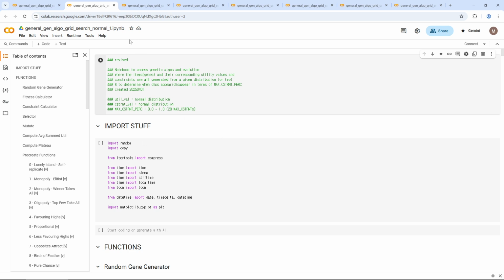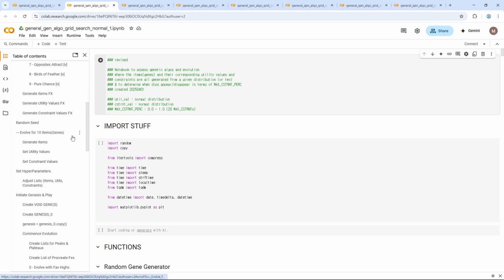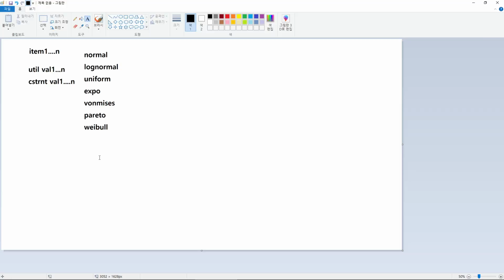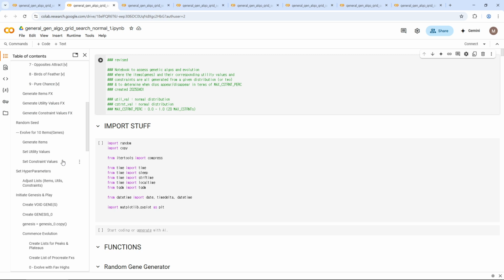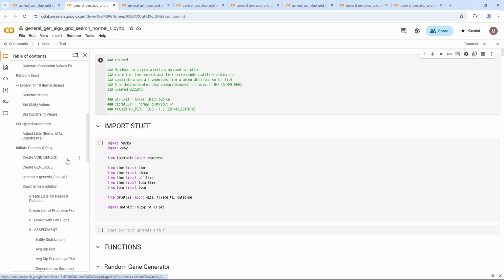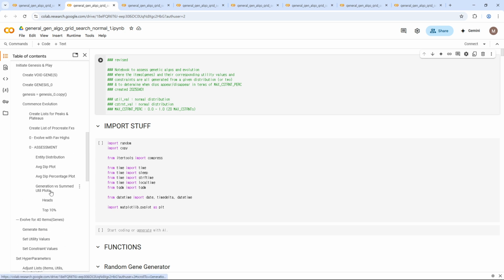The first notebook is using the normal distribution for the utility values and the constraint values, and I would do what I just described 3 times. First is when n is 10, the second will be 40, and the third will be 100. So that's 10 items or 10 genes, 40 items or 40 genes, and 100 items or 100 genes. And I run that. This video is going to be quite long.